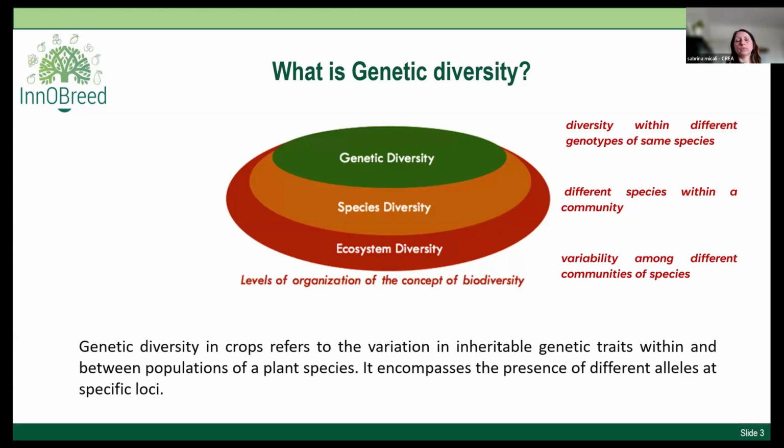So, what is genetic diversity? We already know genetic diversity is at the very basis of the three levels of organization of the whole concept of biodiversity. And it refers to the diversity within different genotypes of the same species. In crops, genetic diversity refers to the variation of inheritable genetic traits within and between populations of a plant species, and it encompasses the presence of different alleles at specific loci.